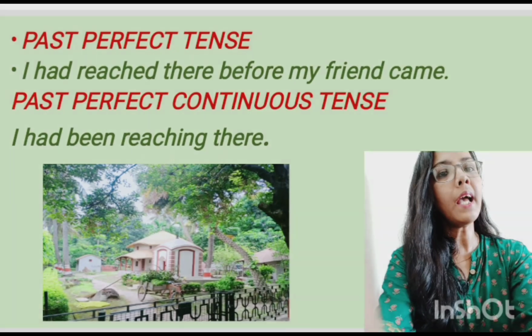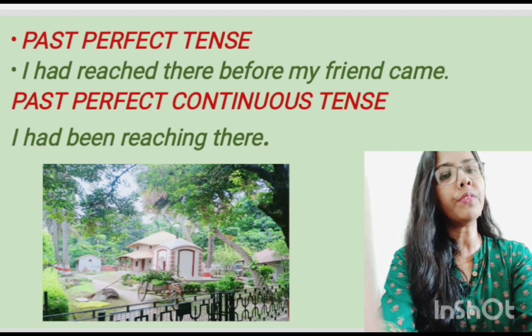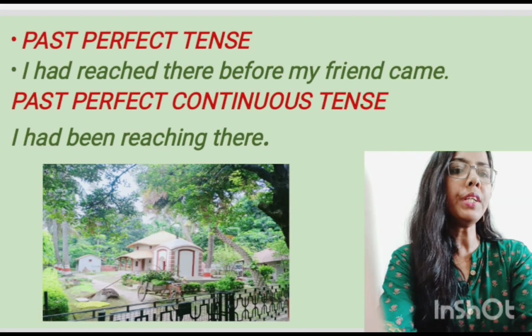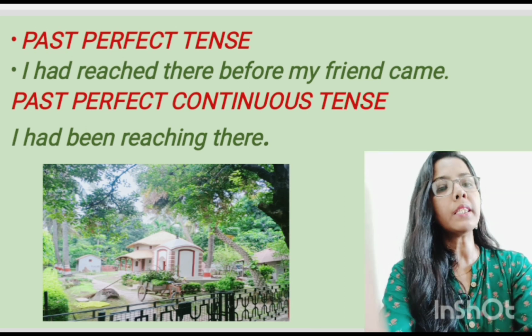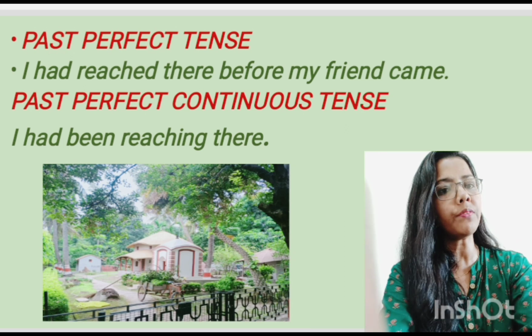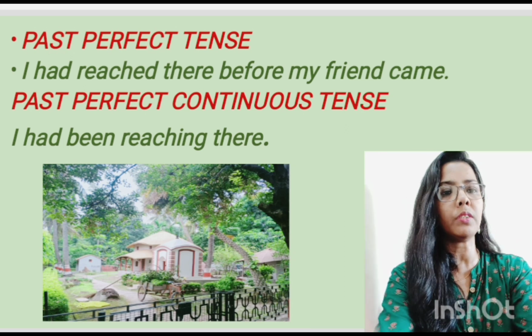I had reached there before my friend came. I had been reaching there. In these sentences, had is used as a helping verb to make past perfect tense and past perfect continuous tense.